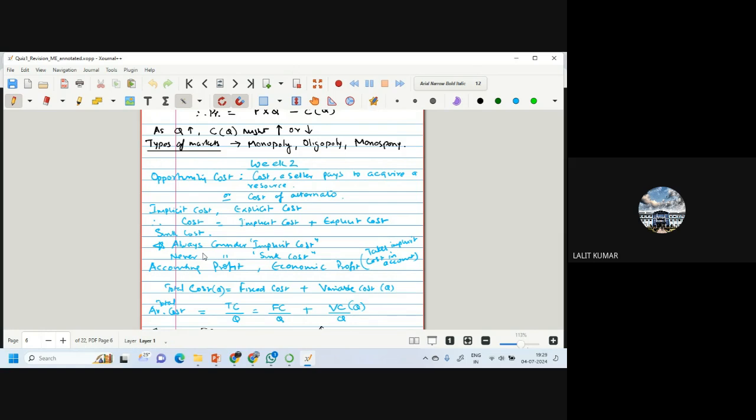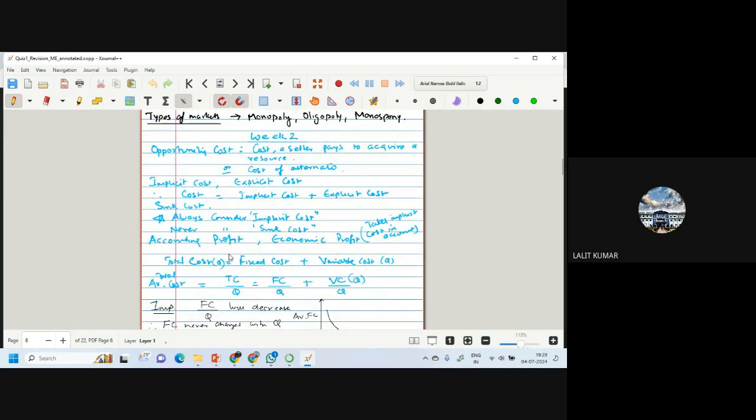The third concept was sunk cost. Sunk cost means something for which I have already paid. For example, during the lecture, the example given was the insurance of a car. I have already paid that, whether I use the car or not, it does not matter, so that is a sunk cost. And two points are always important: always consider the implicit cost when doing financial calculations, and never consider the sunk cost while making an economic decision.